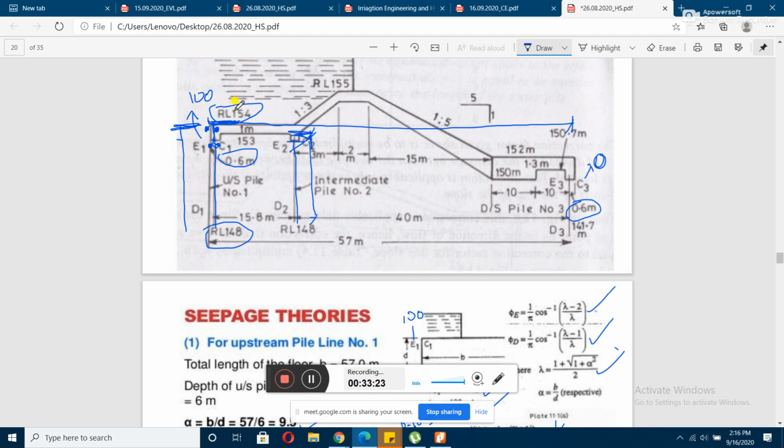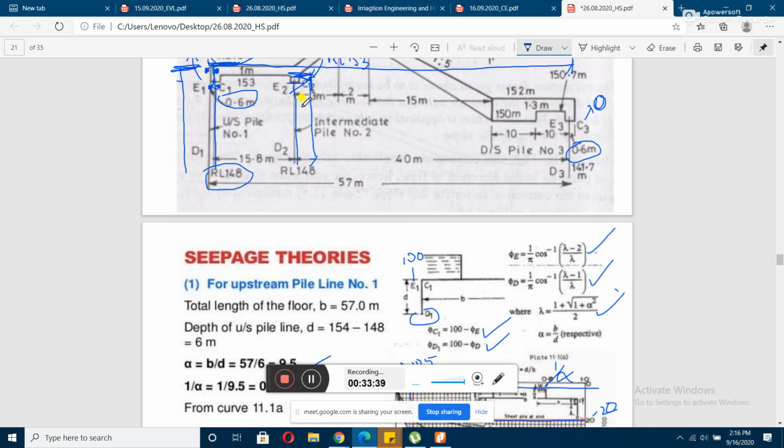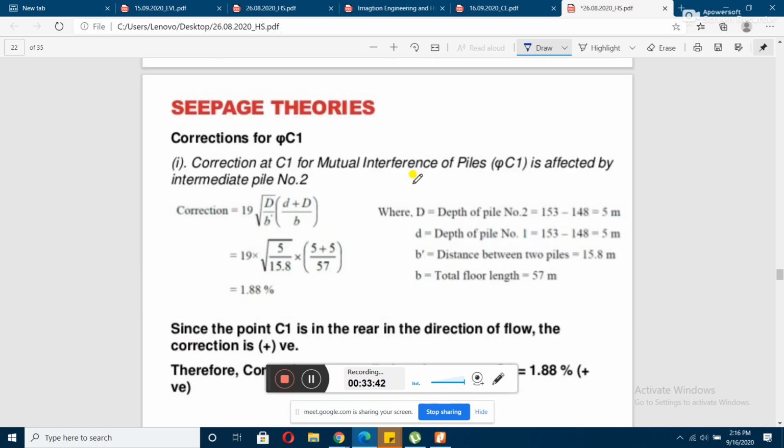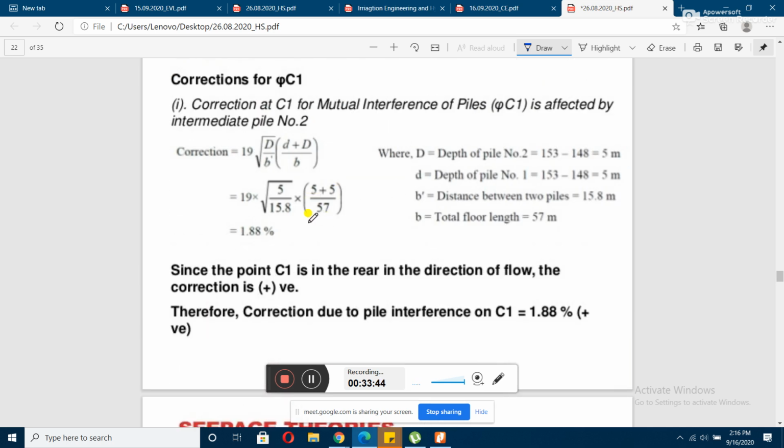You can understand the reduced level is 154. And the thickness of the floor is 1 meter. So the reduced level here, that is RL 153, right? So it will be 153 minus 148. So the depth of the influential pile is 5 meter. Try to get this point. It is 5 meter. The capital D is 5 meter.